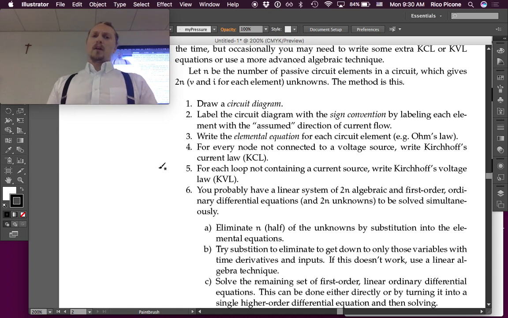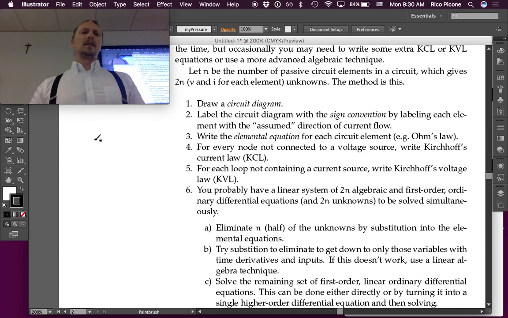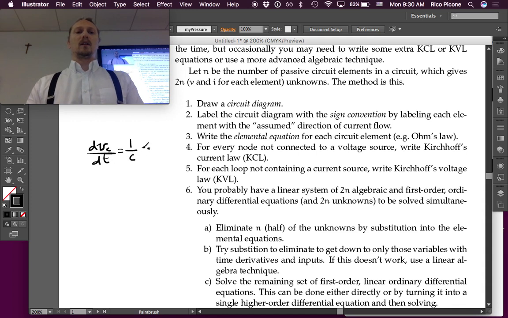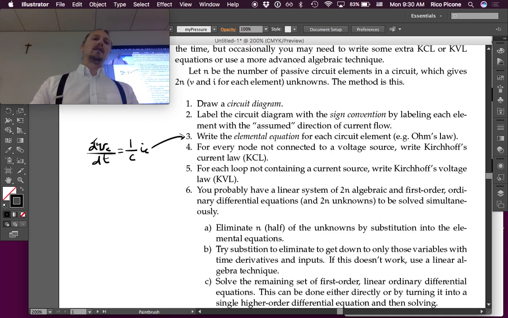Step 3, write the elemental equation for each circuit element, which is Ohm's law for a resistor. For a capacitor, you might recall it was dVc/dt equals 1 over C times iC, right? That's for the capacitor. So these are the elemental equations. There was also one for the inductor. It's the equation that relates the current and the voltage for that element. So write the elemental equation for each of them. So that gives us n equations, right?